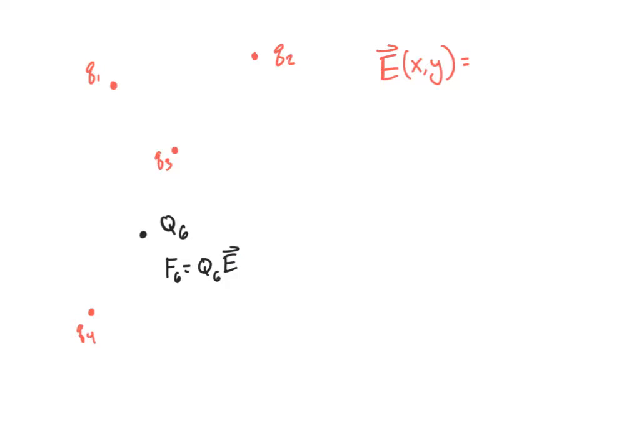And maybe then I change my mind and I decide, you know what, I want to place Q6 over there. Well, I can do the same thing. I can just find the force on Q6. It's equal to its charge times the electric field at this new position. And since I already have the electric field as a function of position, I just take that and multiply it by Q6 and I'm done.